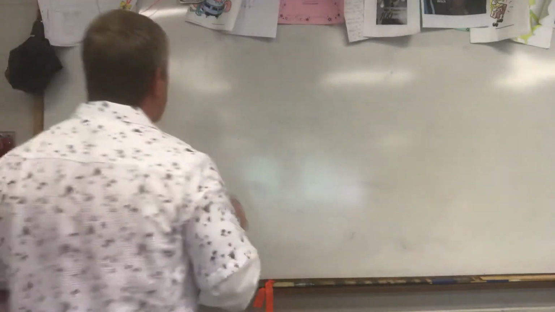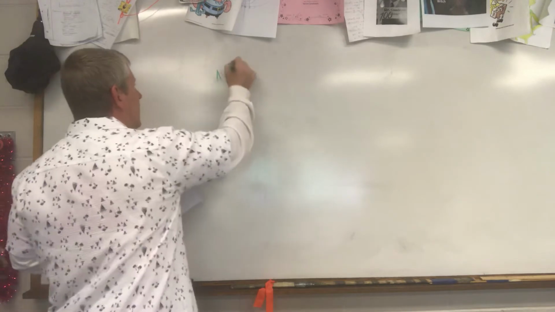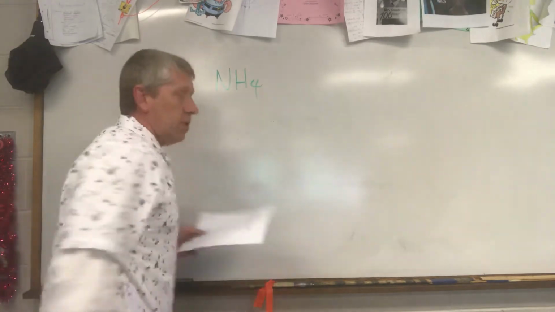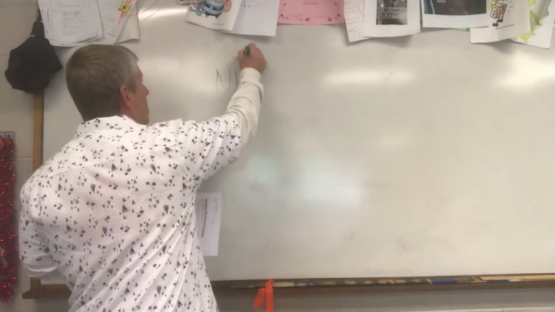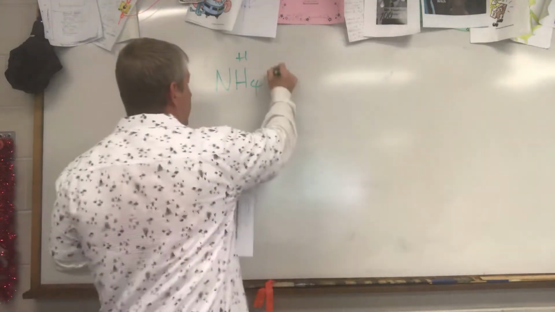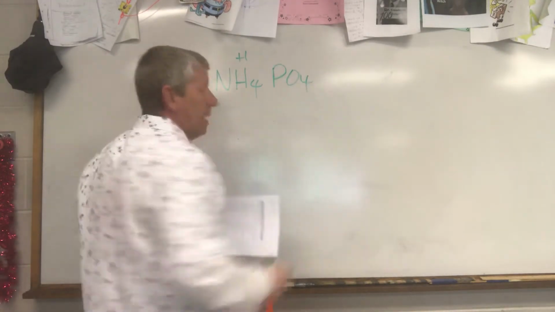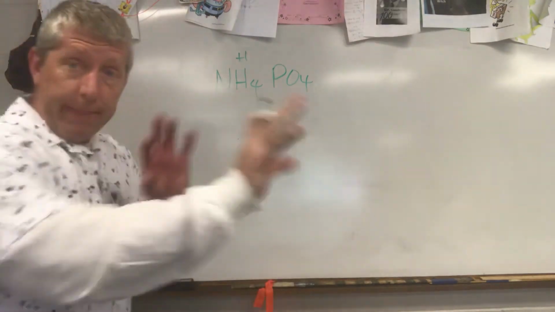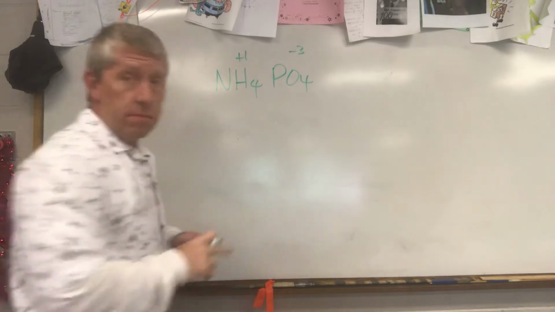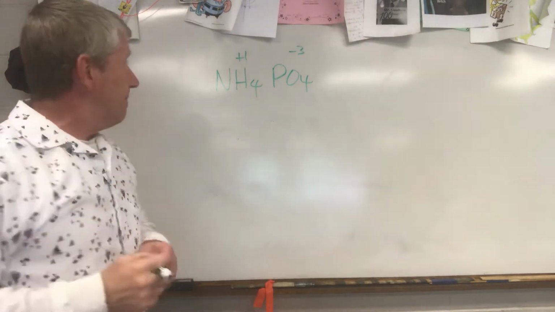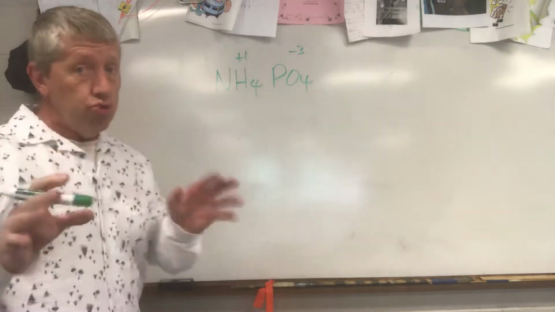Ammonium phosphate. Ammonium is a polyatomic ion you just need to know. If you go look up ammonium on the periodic table, you're not going to find it. It's a polyatomic ion. Ammonium has a +1 charge. Phosphate, we used that earlier. It's a polyatomic ion. So here's a back-to-back polyatomic ion compound, 2 polyatomic ions. Phosphate's a -3. All right, +1 and -3 don't balance.